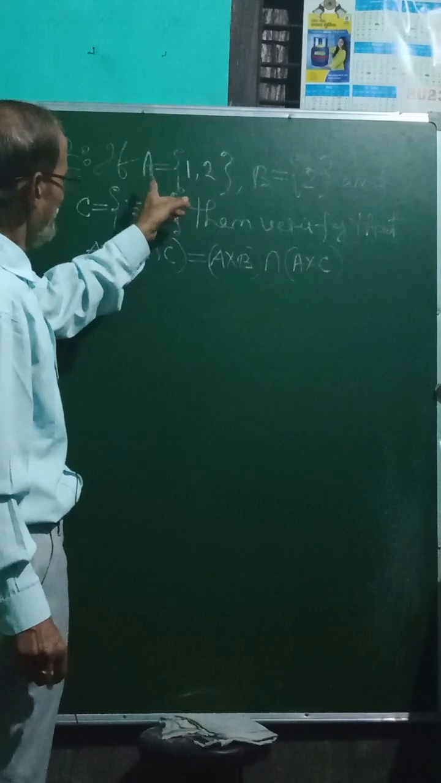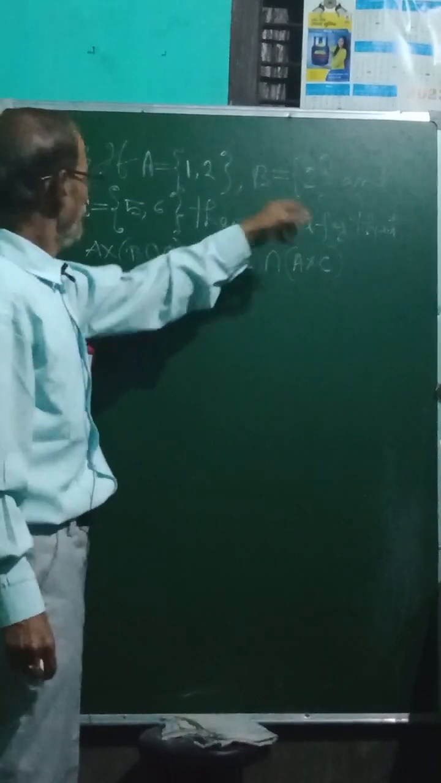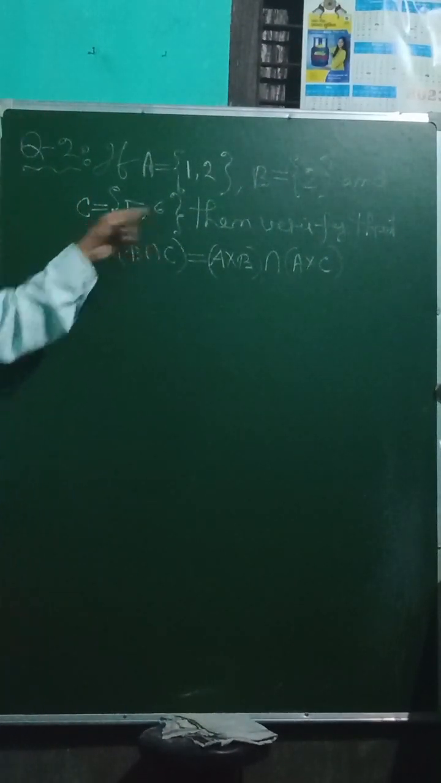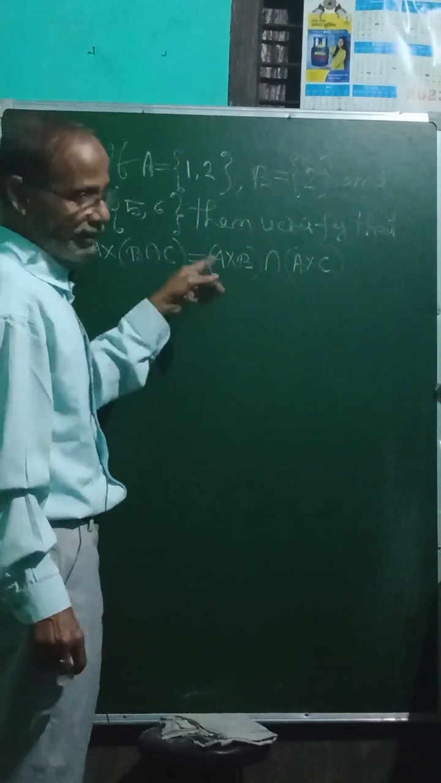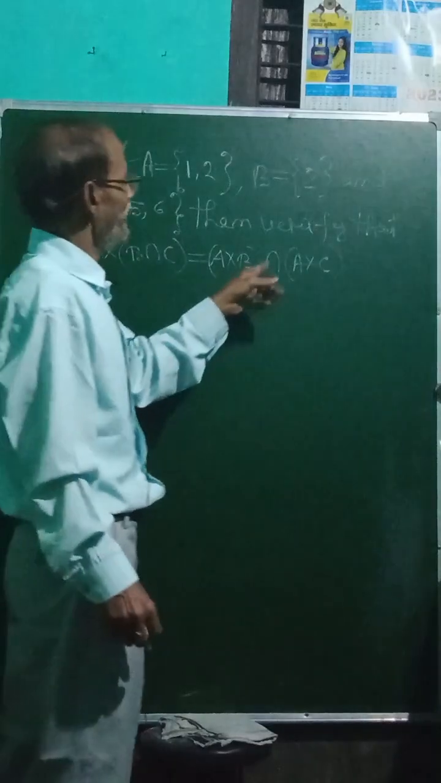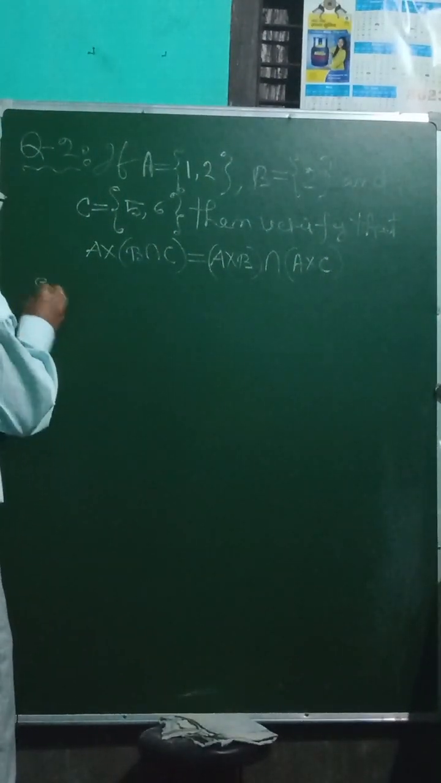Today we are starting from question number 2. This is the question: if A is equal to {1, 2}, B is equal to {2} and C is equal to {5, 6}, then verify that A cross (B intersection C) is equal to (A cross B) intersection (A cross C). Let us see the solution.